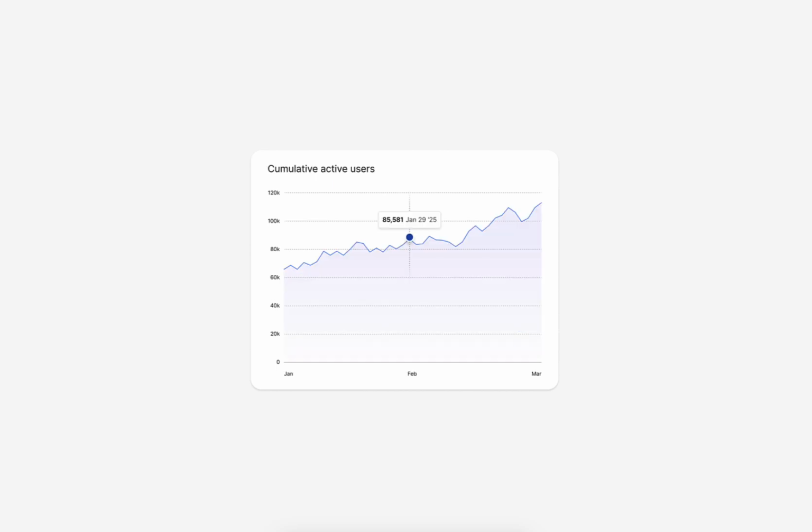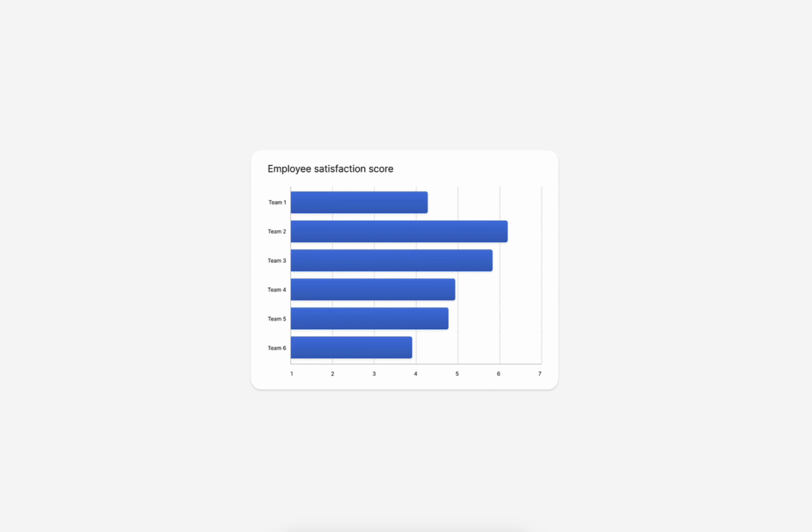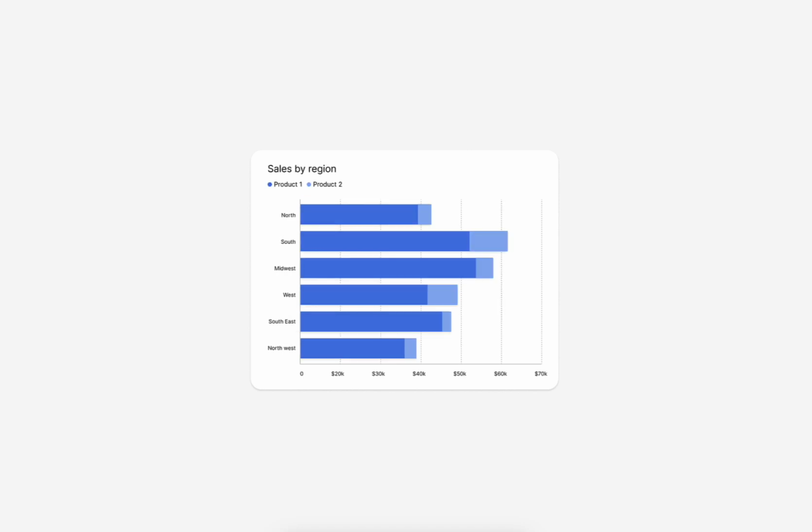The area chart is similar to a line chart, but the area under the line is filled. It is used to emphasize the magnitude of trends, such as cumulative user growth over time. The bar chart uses rectangular bars to compare different categories or groups. It's helpful for comparing metrics across categories such as department budgets or employee performance.